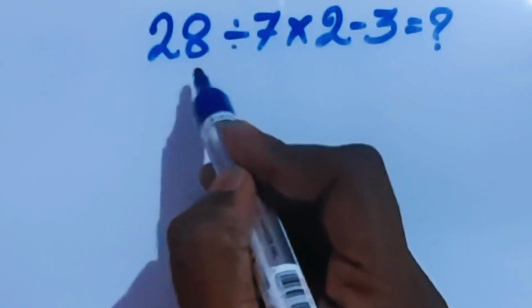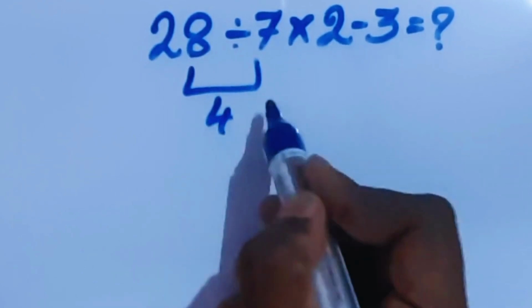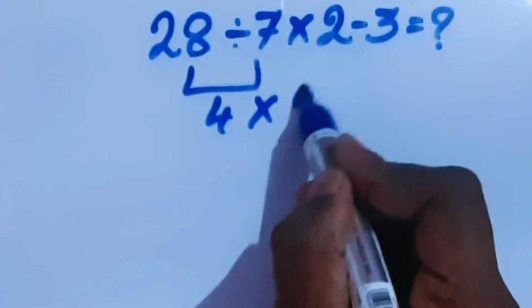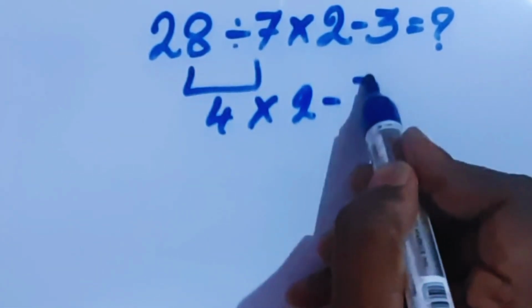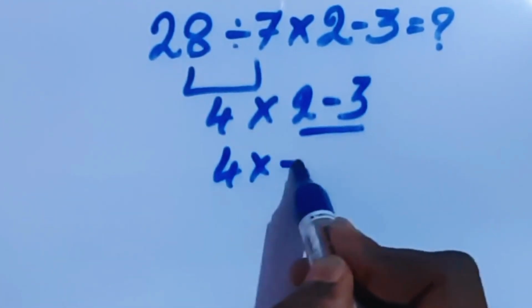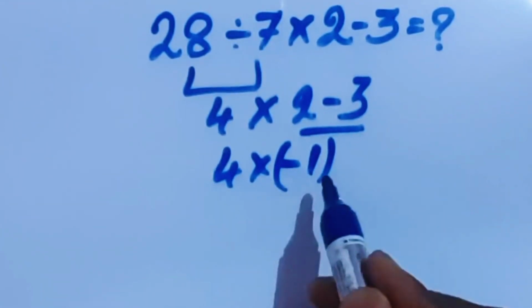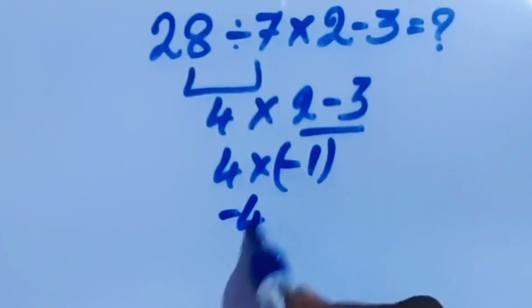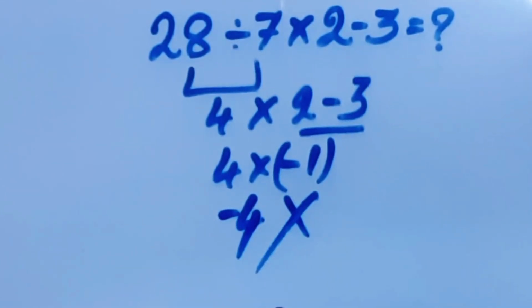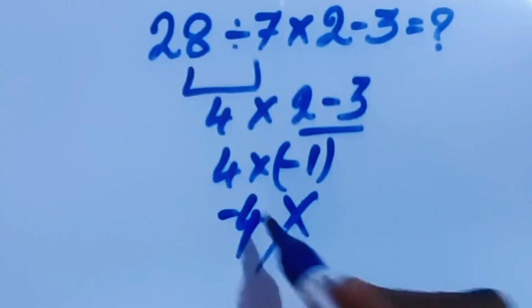Hi guys, here 28 divided by 7 is 4 times this 2 minus 3. Here 4 times negative 1. Now 4 times negative 1 is negative 4.